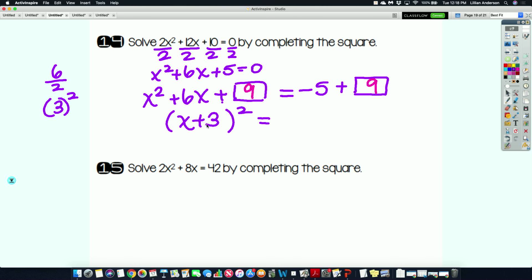Yep, that's why I always wrote it. The number that goes in this parenthesis is always this number, what you get when you take half of b, every time. Every single time. That's what that number is on the inside of parentheses. What's negative 5 plus 9? Positive or negative?